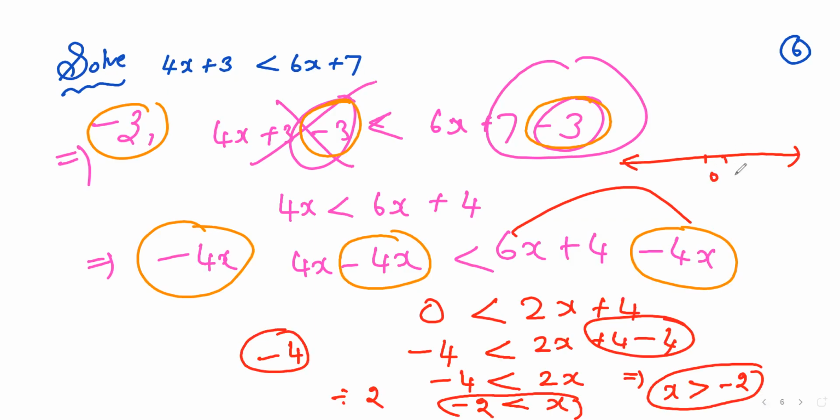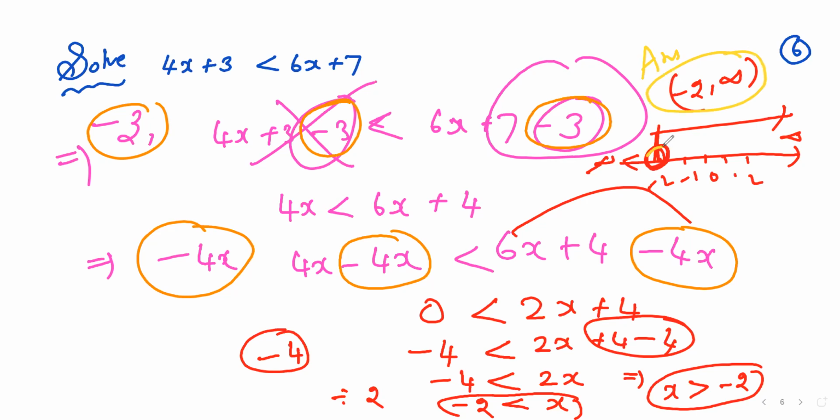Here there is 0, 1, 2, minus 1, minus 2, minus infinity to infinity. Your answer should be greater than minus 2. Here we should not include minus 2, from this to this, right? From minus 2 to infinity. This is your answer: minus 2 to infinity. Okay, next question.